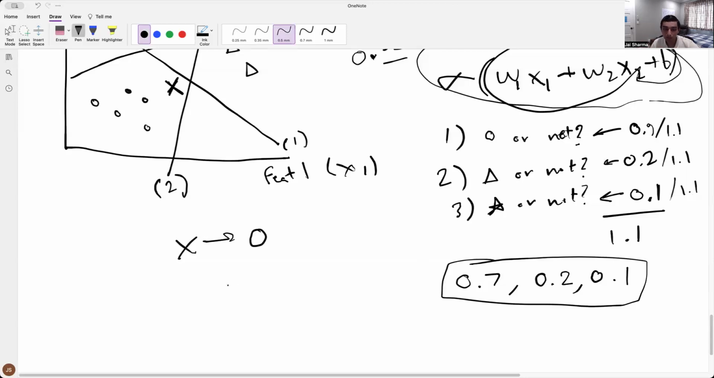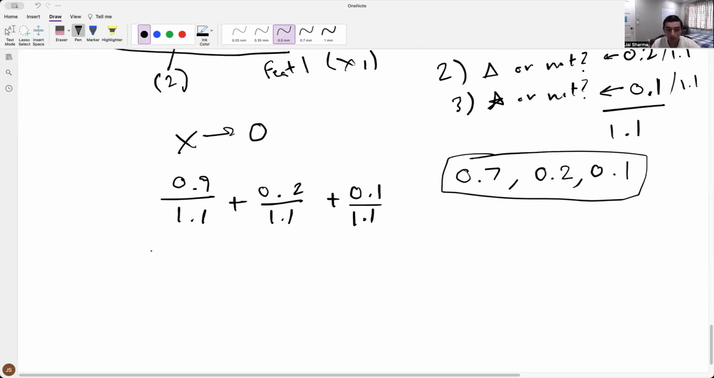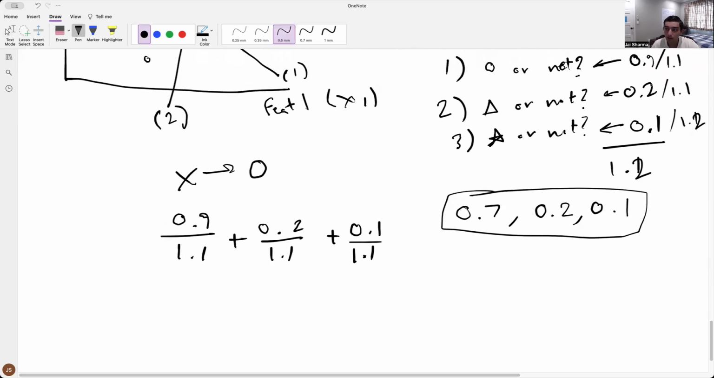And so if you think about it, 0.9 over 1.1 plus 0.2 over 1.1 plus 0.1 over 1.1, how do I know that that is going to equal 1? Well, it's because if you add up all of the numerators, you add 0.9 plus 0.2 plus 0.1. Oh, sorry, I made a mistake, by the way. This should be 1.2. Yeah, I made that mistake.